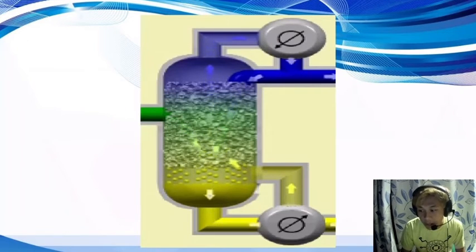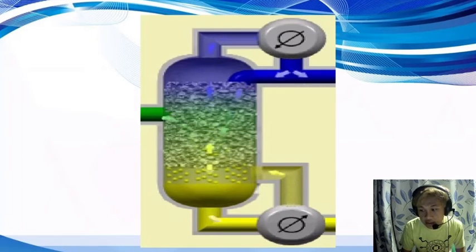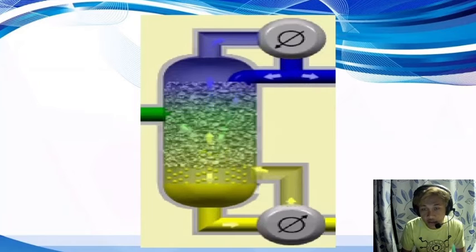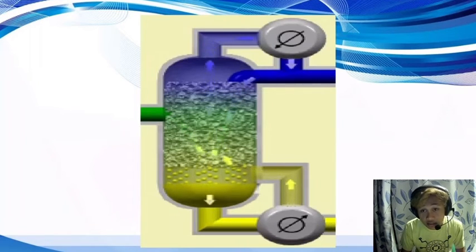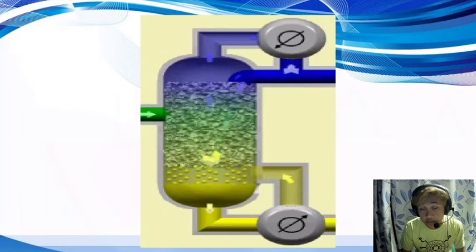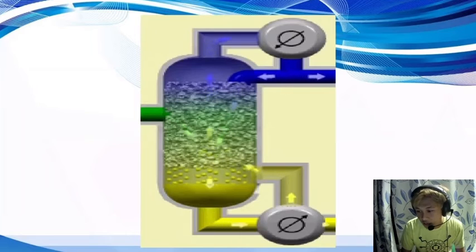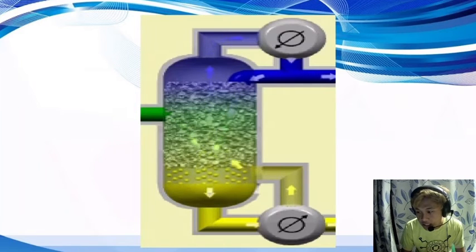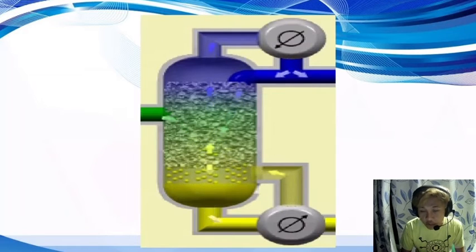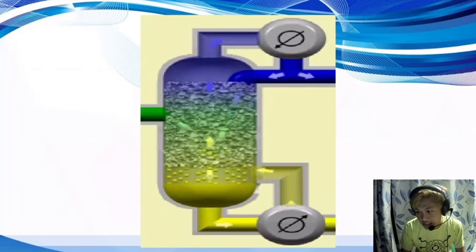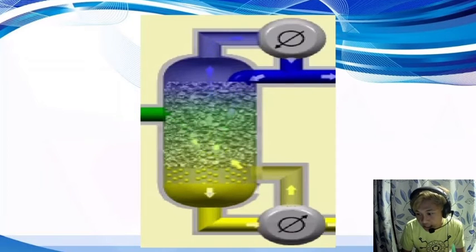It flows upward to the packing, picks up more volatile components, exits the column, and enters a condenser. This is the condenser, the gray circle in the upper part of the column. After the vapor condenses, the stream enters a reflux drum where it is split into an overhead product stream known as the distillate, and a reflux stream that is recycled back to the column.